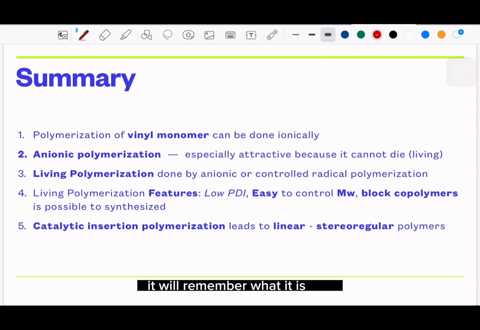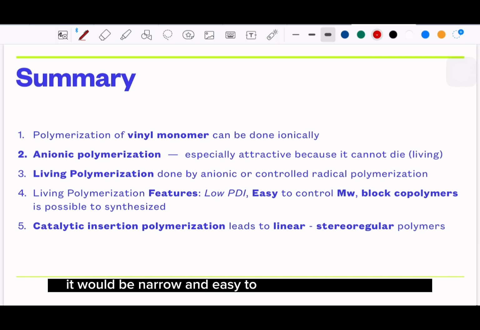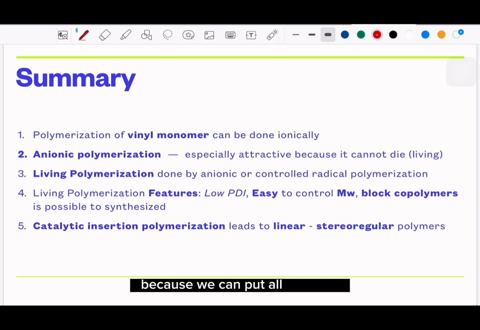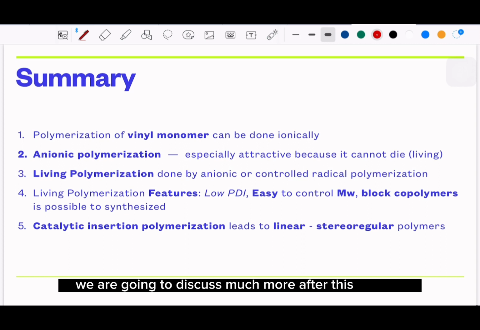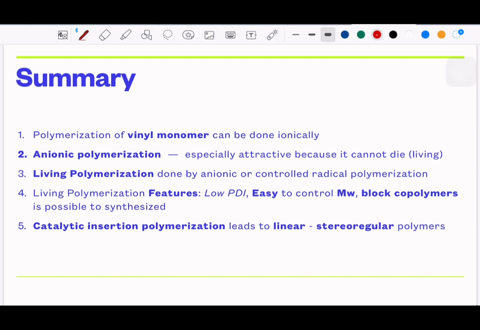If you remember what it is, then we see that the molecular weight will be narrow if we plot the distribution into the graphics. It will be narrow, and it is easy to control molecular weight because we just put everything together and then it will polymerize by itself, right? And then we can also synthesize block polymers through these living polymerizations. Block polymers we are going to discuss much more after this chapter.